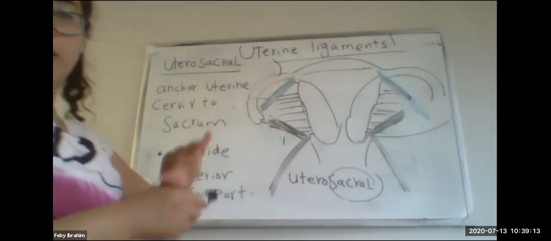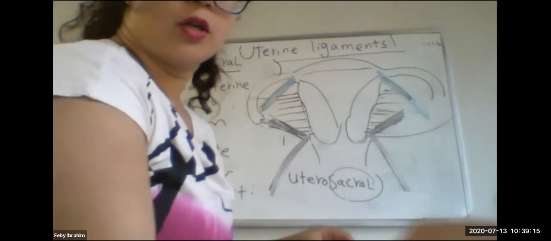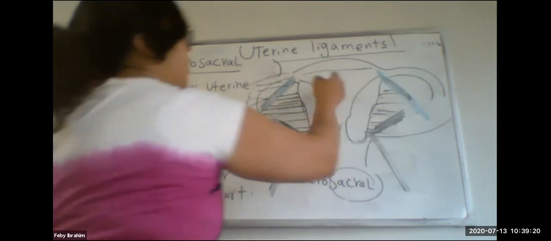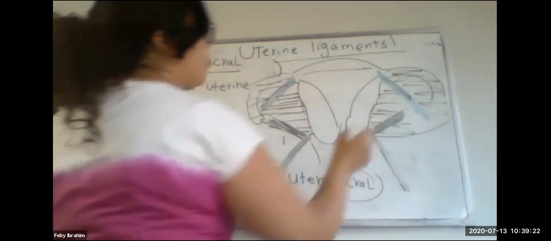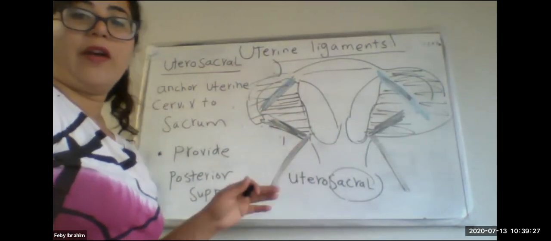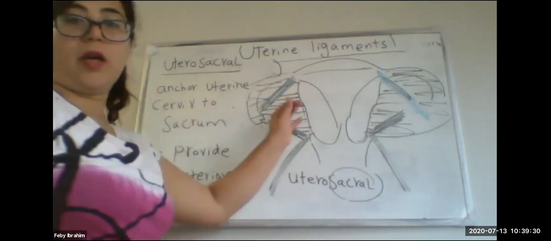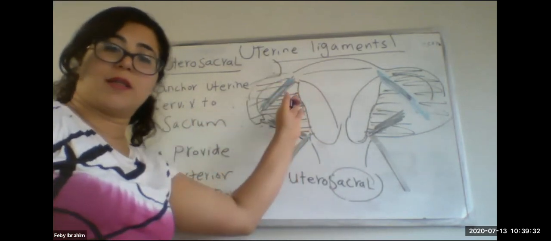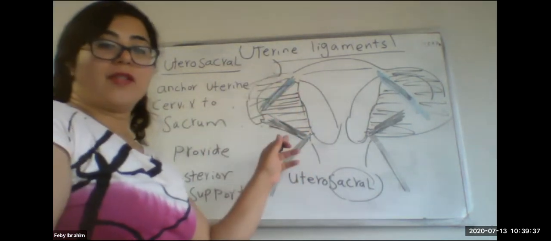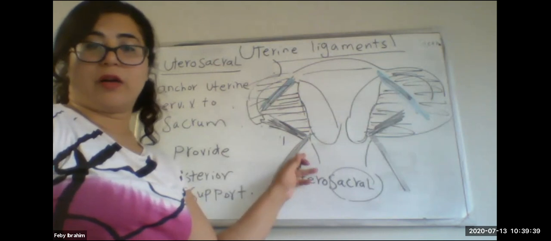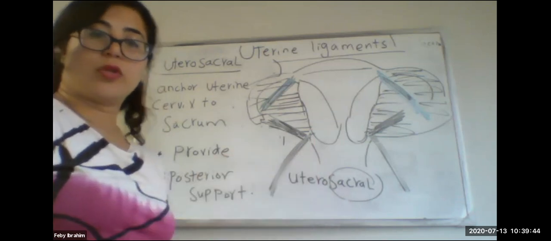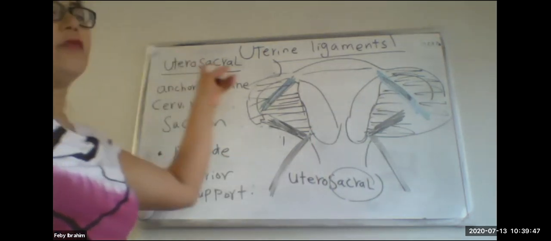So again, for uterine ligaments, we have the broad ligament, which includes the uterus and the fallopian tube and suspends the ovaries posteriorly. We have the round ligament that anchors the uterus at the level of the cornua to the anterior pelvic wall. We have the cardinal and uterosacral. Cardinal, lateral support, and uterosacral, posterior support. This is for the ligaments.